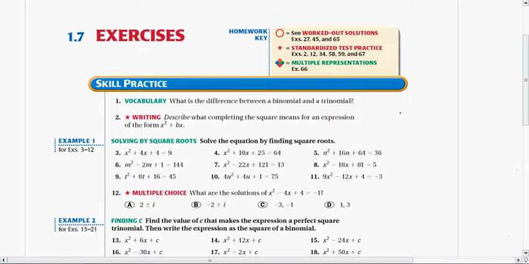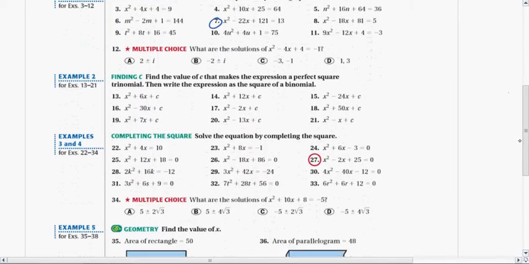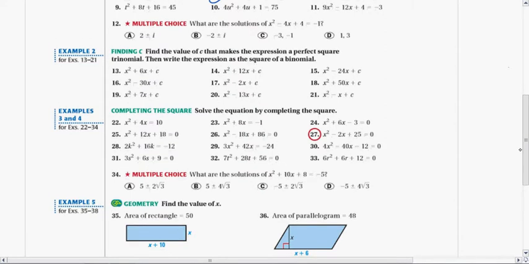On this first video, I'm going to do a sample from the first page. So I'm going to work on number 7. And I am also going to look at one of the completing the square problems, number 25.